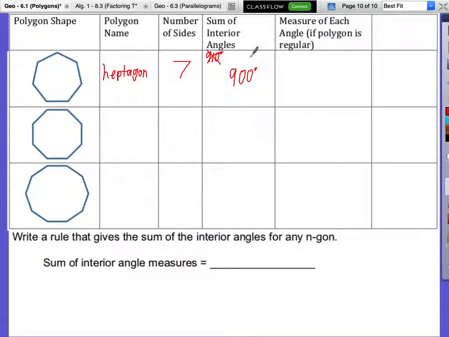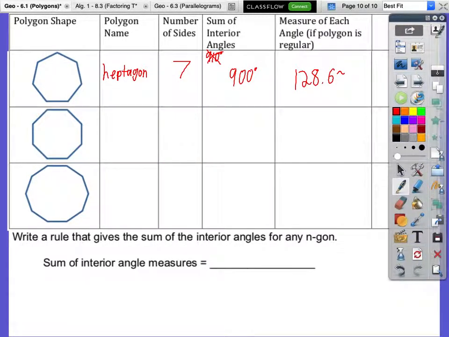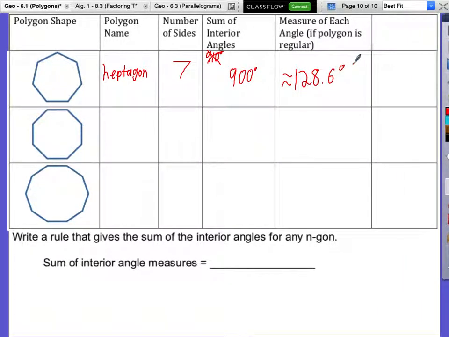That's about a degree off per angle, so that's pretty common for rounding error, I would say. Take a degree off. 128.5. So that ends up being approximately 128.6 if you round. So this one doesn't work out exactly. This one ends up being approximately 128.6 degrees.